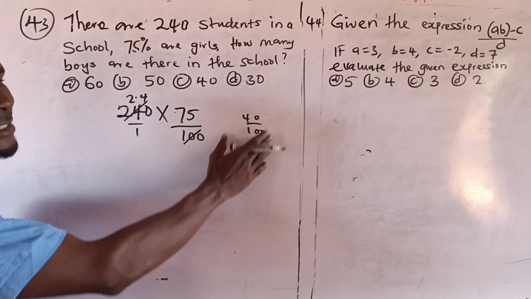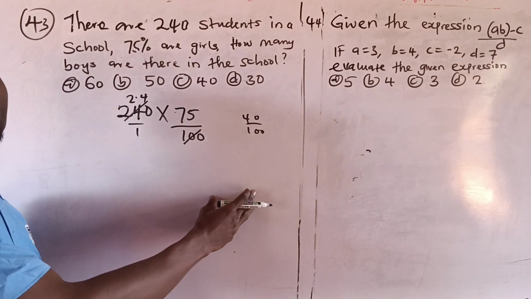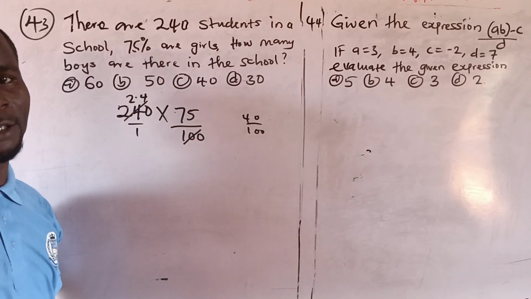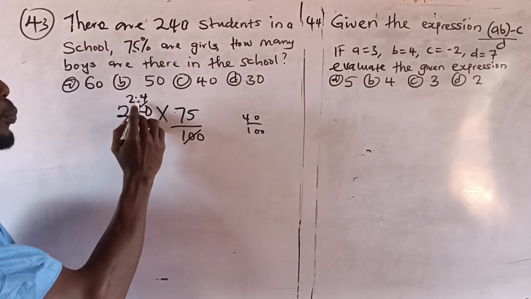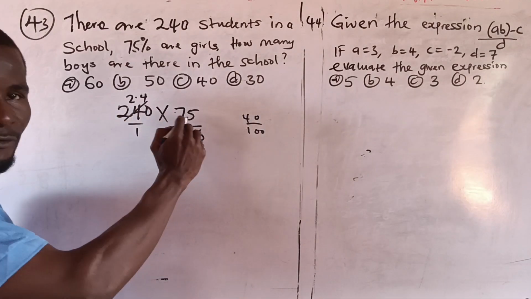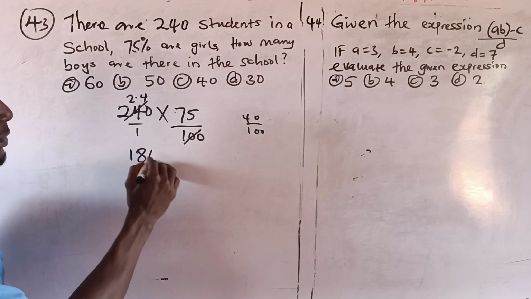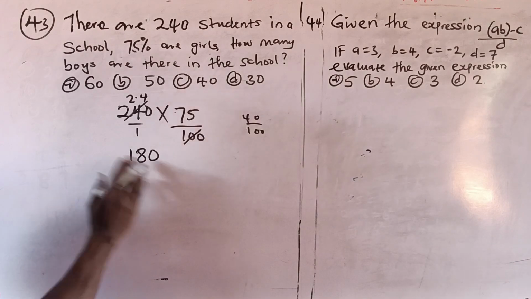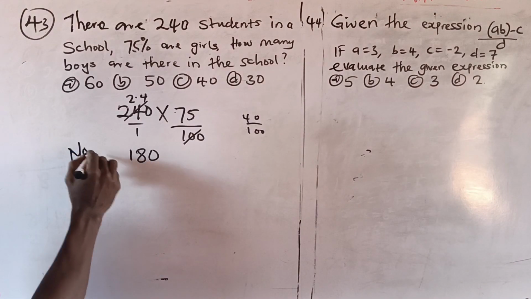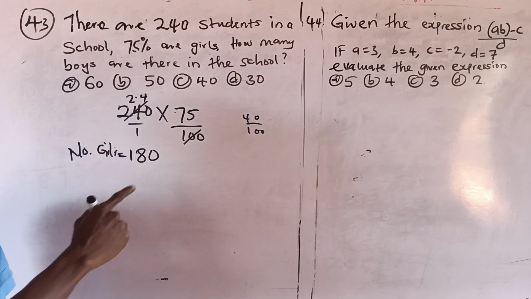So if you want to understand how to convert a fraction to decimal, just check my previous video, you are going to understand it very well. So because of times, 2.4 times 75 will give us 180. So right now, we have gotten the number of guests. The number of guests is 180.